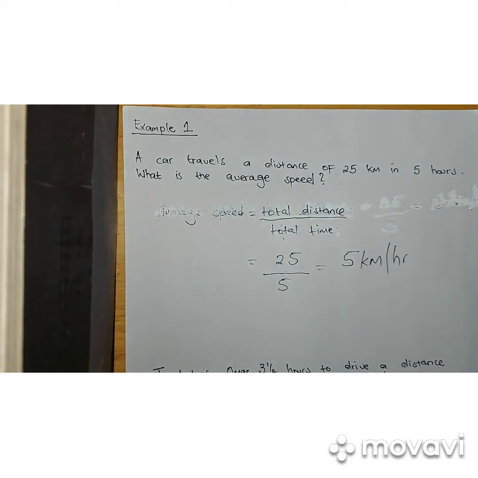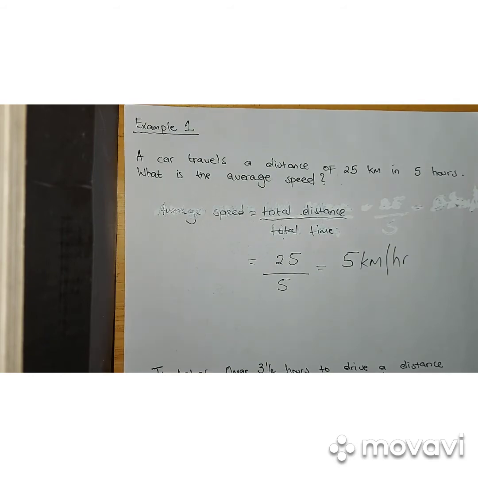Remember, when the distance is measured in kilometers and the time in hours, the speed is measured in kilometers per hour. When distance is measured in meters and the time in seconds, the speed is measured in meters per second. So always be mindful of what units you've been given, or what units the question requires you to use. Now, let us move on to our second question.